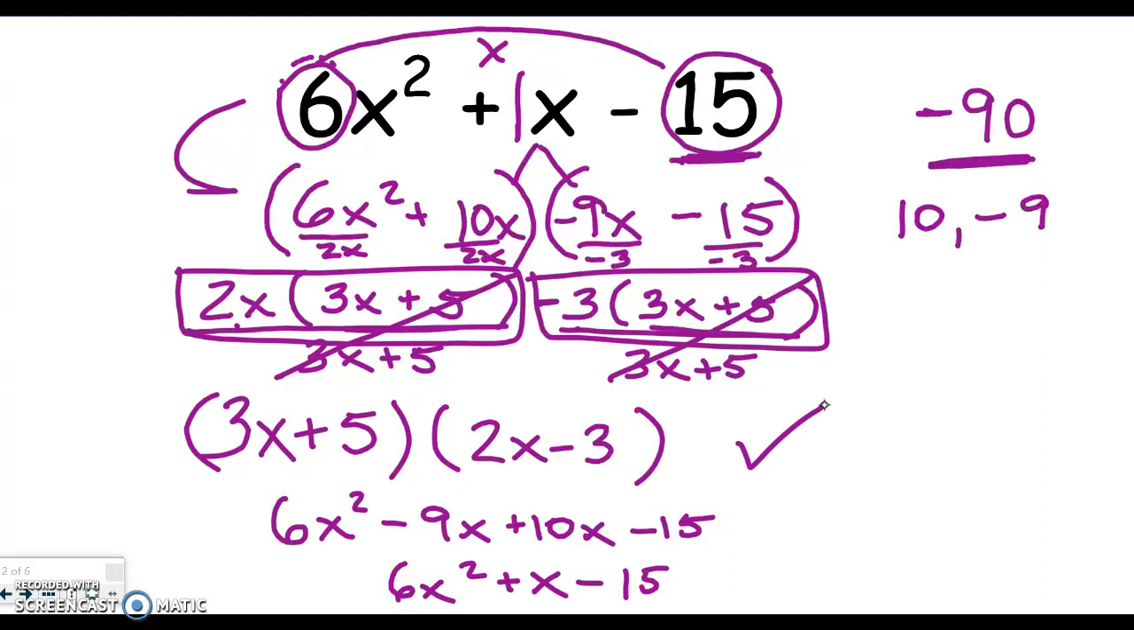Okay? So again, because of that number in the front, you're going to have to account for it. You account for it by multiplying them together to get that negative 90, breaking the middle term up into the two factors that you came up with that multiply to give you that negative 90, but also add to give you that middle term there. Once you do that, you go through the process of factoring by grouping that we previously learned. Let's do another example.